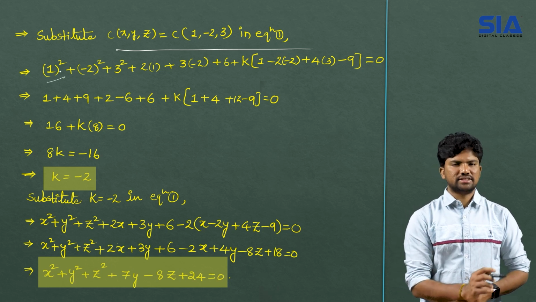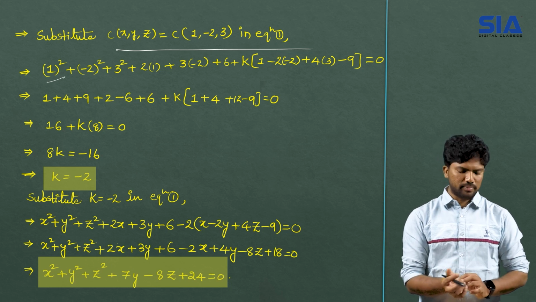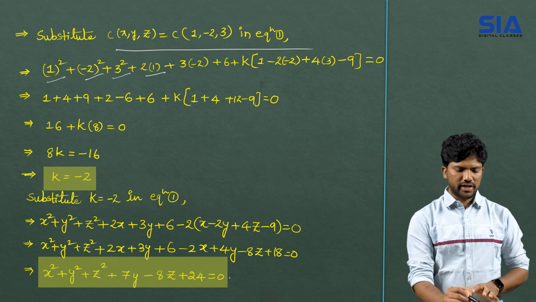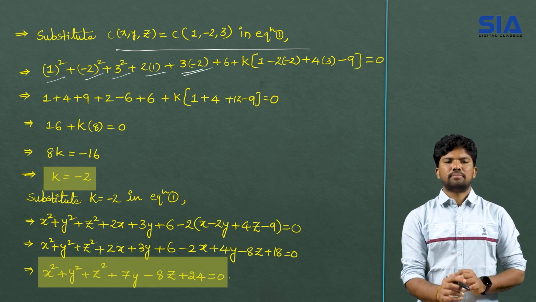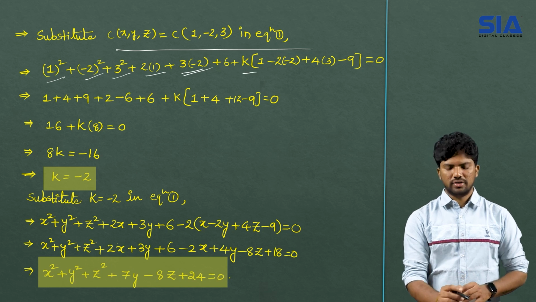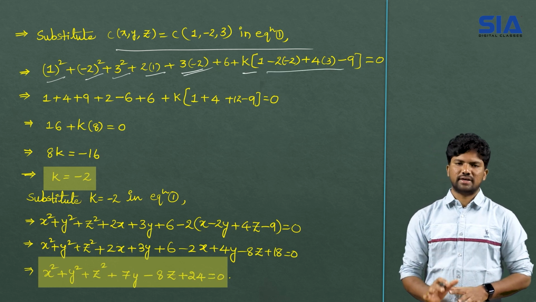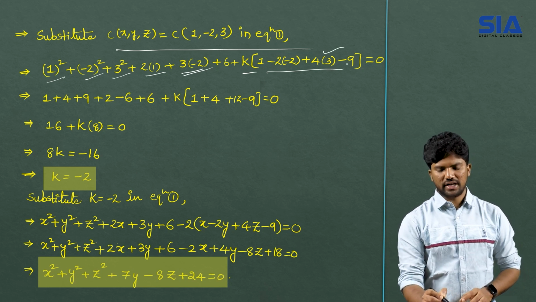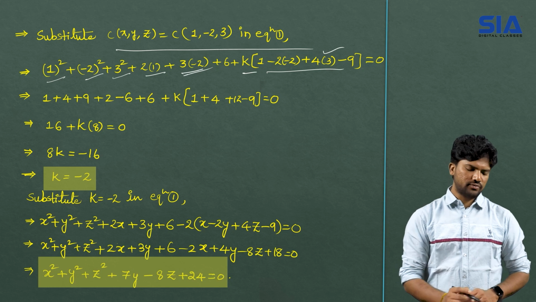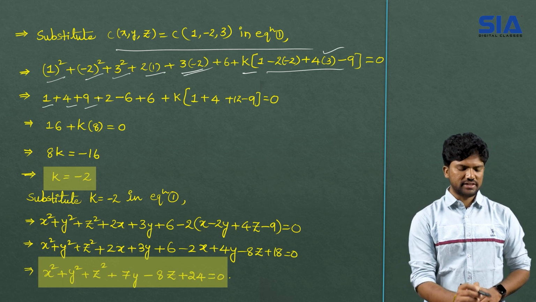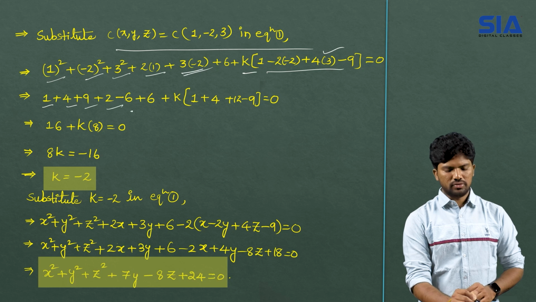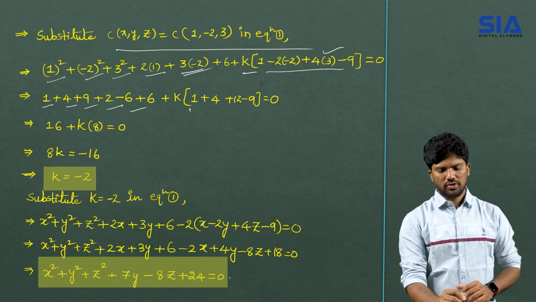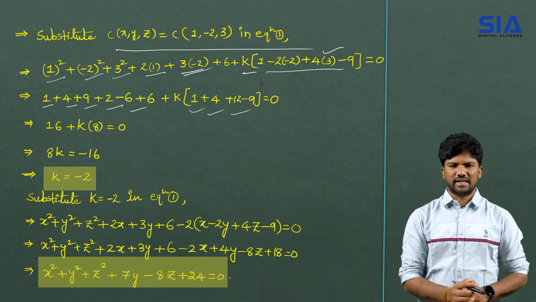So therefore x square, that means 1 square, plus y square means minus 2 square, plus z square means 3 square, plus 2x plus 3y plus 6, plus k into the plane equation: wherever you have x, y, z, substitute 1 minus 2 into minus 2 plus 4 into 3 minus 9 is equal to 0. So therefore 1 square is 1, 2 square is 4, 3 square is 9, 2 into 1 is 2, 3 into minus 2 is minus 6, and plus 6 plus k into (1 plus 4 plus 12 minus 9) is equal to 0.